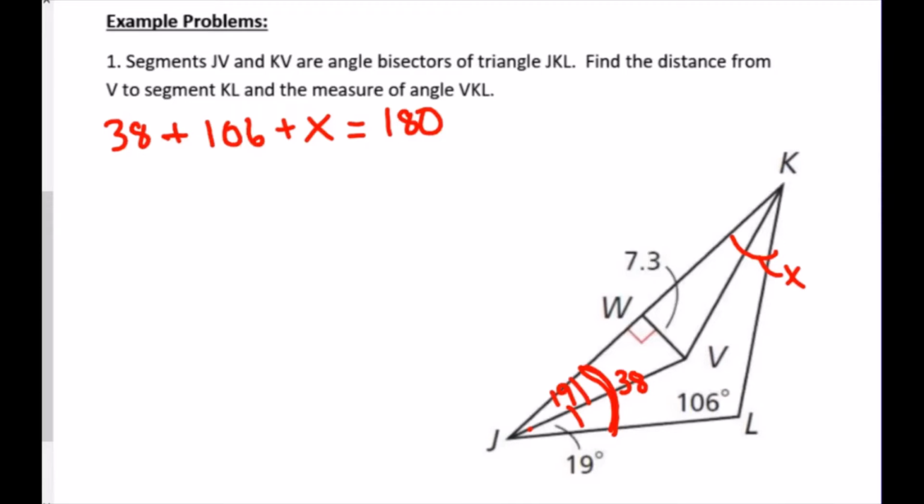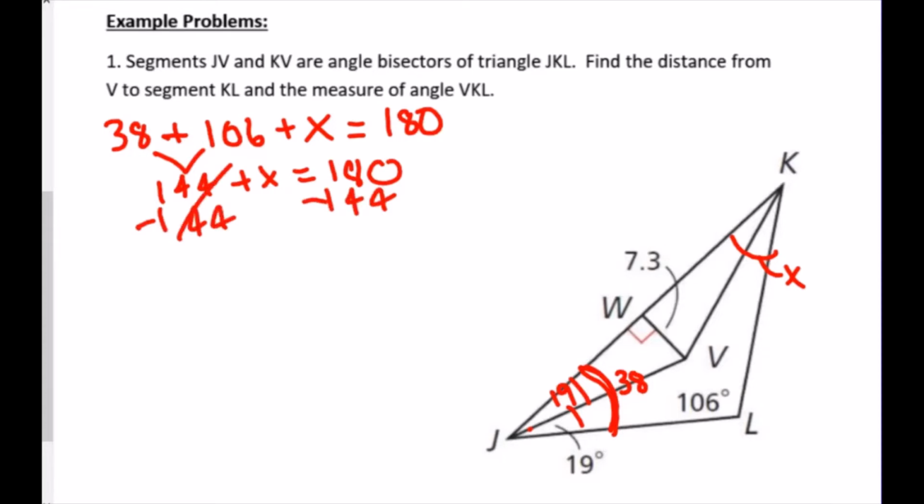And we can solve this, of course. We're going to combine like terms. 38 plus 106, 144 plus x equals 180. And then to get rid of that 144, we subtract. And we get x equals 36.